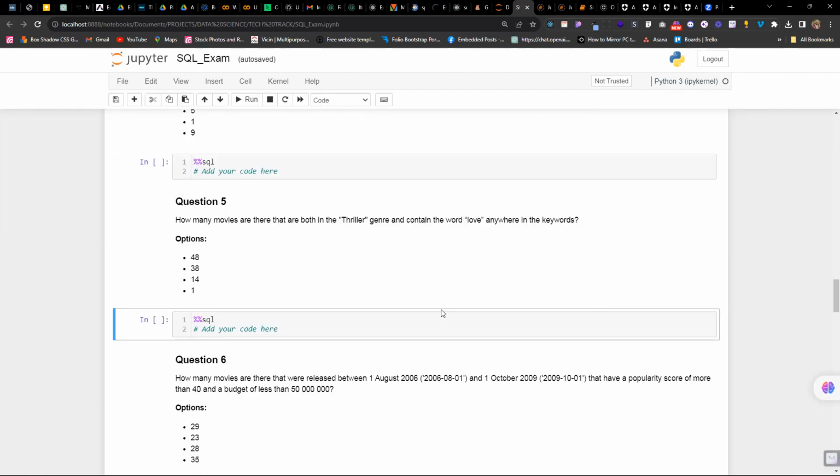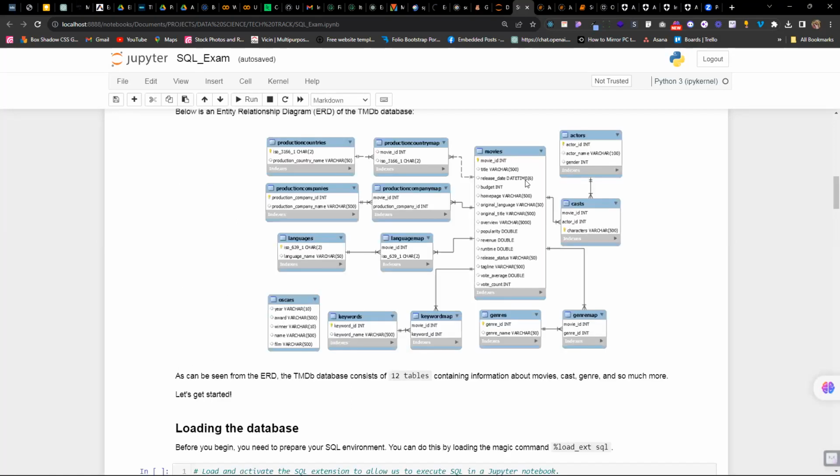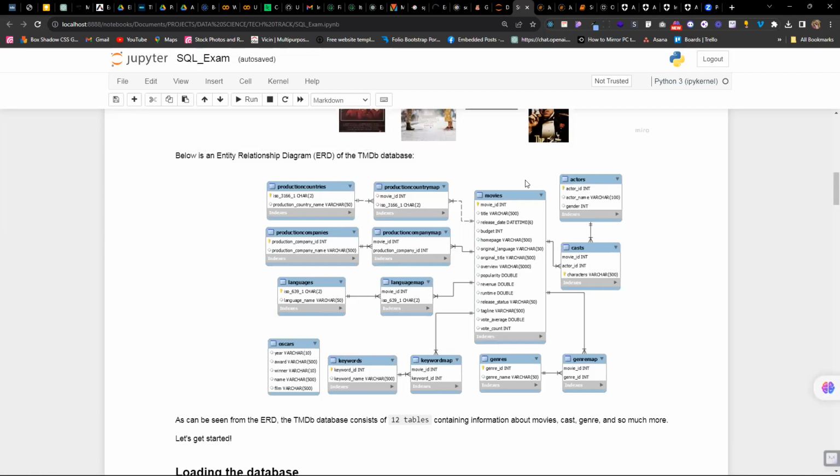All right, number 5: movies that are both in the thriller genre and contain the word love anywhere in the keyword. So who wants to help with that? The movie and the word love in the keywords. If you need me to pull down the data of this, I'll gladly do that. So this is the structure.